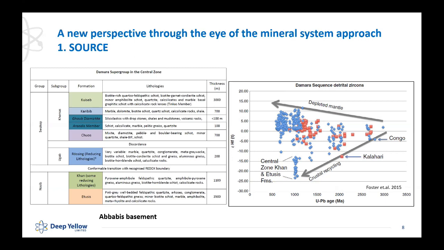He looked at the hafnium isotopes of zircons and looked at the nature of these in terms of where they come from. Are these sediments being shed from the northern Congo craton or from the southern Kalahari craton? And also whether the material is more from a depleted mantle or from crustal recycling. The interesting thing is that the rocks at the bottom of this stratigraphy are mainly recycled material, crustal recycling from the Congo craton, so from the north.